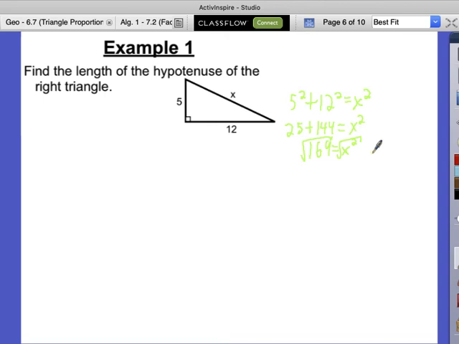Because what is the square root of x squared? What times itself is x squared? x. x times x is x squared, so the square root of x squared is x. Now, does anyone know what the square root of 169 is?